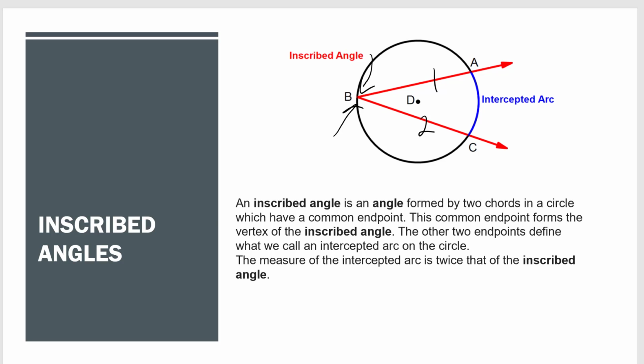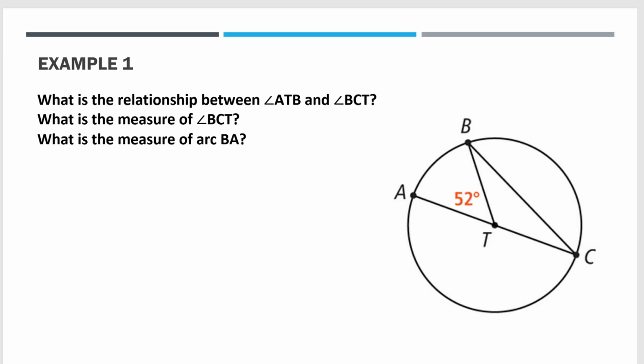The other two endpoints define what we call an intercepted arc. So our intercepted arc is what I've just highlighted in yellow. The measure of the intercepted arc is twice that of the inscribed angle. So there's a relationship between the arc and the angle. For example, if we identify the inscribed angle as x, that means that the measure of the intercepted arc would be 2x.